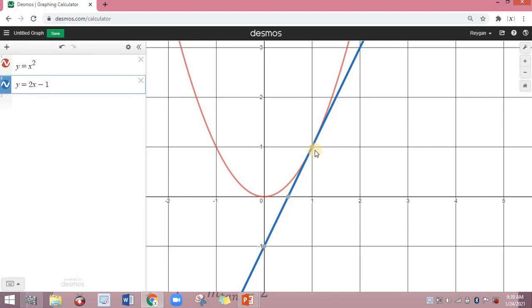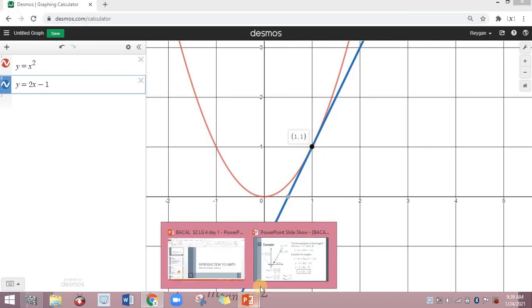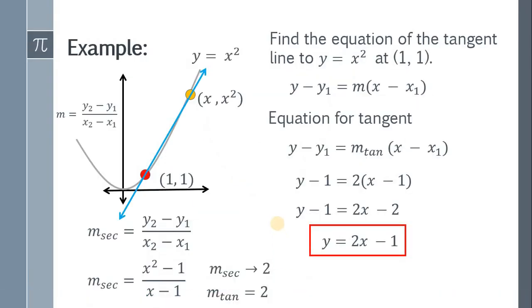Nakikita niyo ba kung saan siya dumaan? Anong point yon? Yung point na yon is a point 1, 1. At wala siyang ibang dinaanan, kundi yung point 1, 1. Therefore, yung y is equals to 2x minus 1 is tangent dun sa ating y is equals to x squared at point 1, 1. Hindi siya secant, iyan ay tangent. Diyan lang siya dumaan. Okay, ano ibig sabihin nun? Our answer is correct. So, we're done.